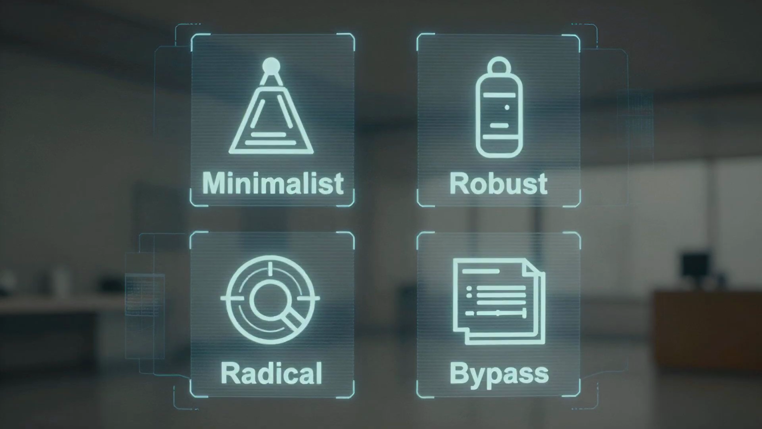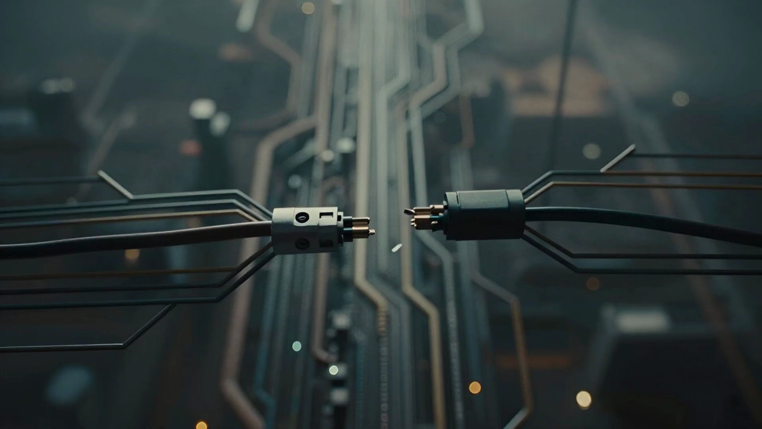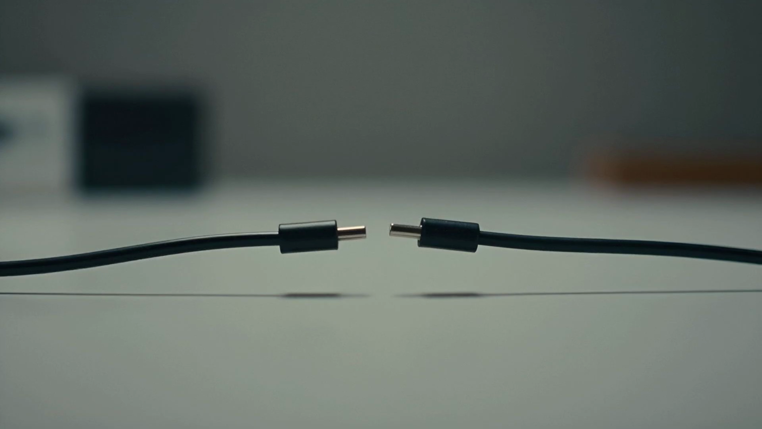You also develop 4 structural options. The minimalist, which is the fastest solution that meaningfully moves the needle. The robust, which is the most complete, permanent answer. The radical, which is the solution that changes the nature of the system. And the bypass. The bypass is the one most people never consider. It does not fix the problem. It makes the problem irrelevant. Sometimes that is not just the best solution. It is the only one worth building.